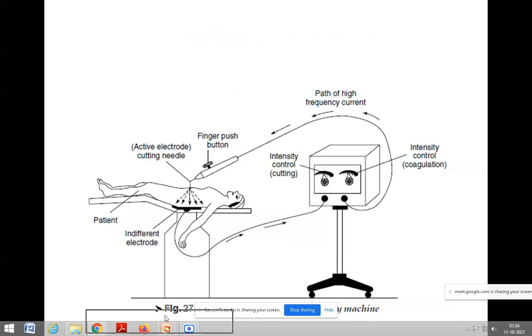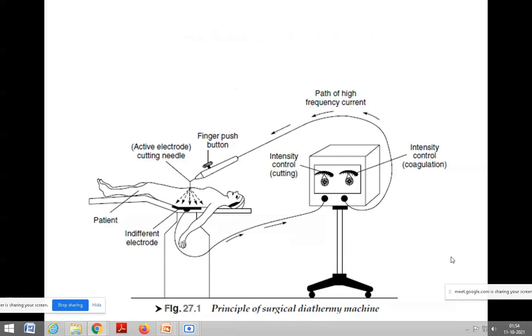See here, this is the complete setup of your surgical diathermy. The treatment will be given internally, to the internal organs. So coagulation and cutting, these are the two processes done by your surgical diathermy. Tissue cutting, and coagulation means you will control the bleeding.